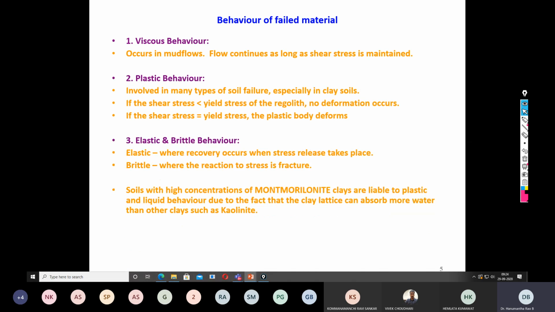So when you talk about any soil mass, its consistency changes from initially hard to viscous behavior, that is the slurry state. This is the transformation that one can expect. So let us try to understand the different states of the soil mass.